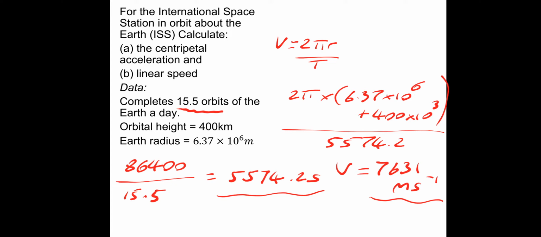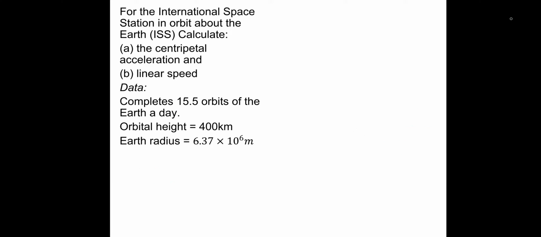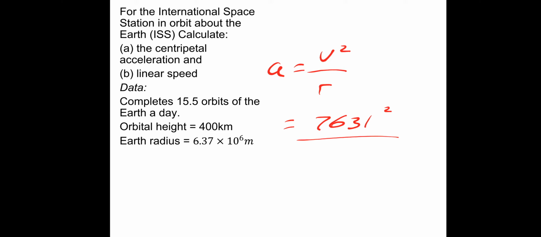But that's the linear speed. And now we've got the linear speed, it's very simple and straightforward to get the centripetal acceleration. So I'm just going to make some room here. So make sure you've got the 7631 written down. And let's do the acceleration. So the acceleration is v squared over r. So we just need to square the velocity that we just got. So 7631 squared divided by the radius.